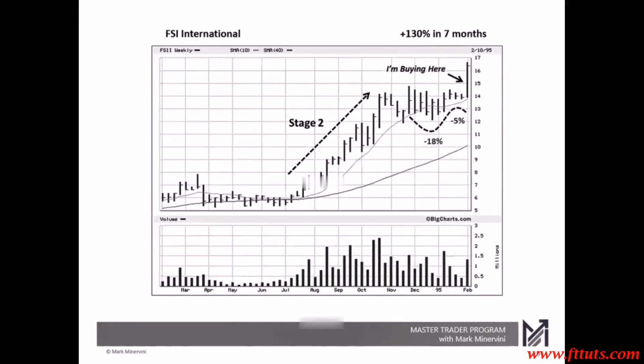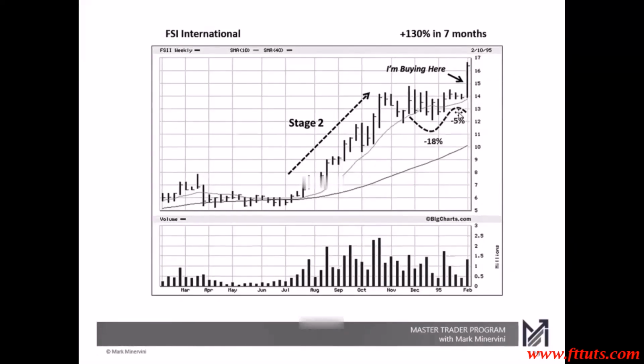So here's FSI International. This is a stock that I bought back in 95. 95 happened to be one of my biggest years ever. I was up over 400% that year. It was a game-changing year for me. And this was a stock that I bought that made a nice, big, quick move coming out of this. And this is just a classic cup with handle.